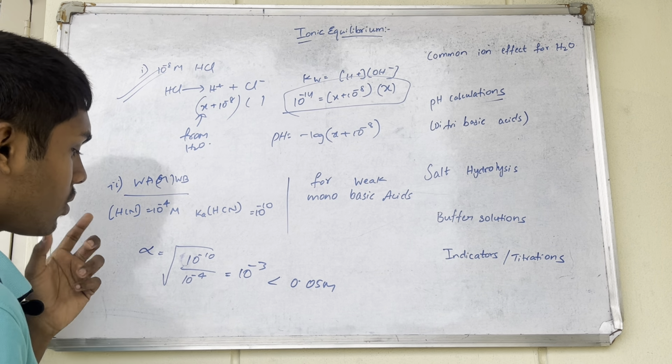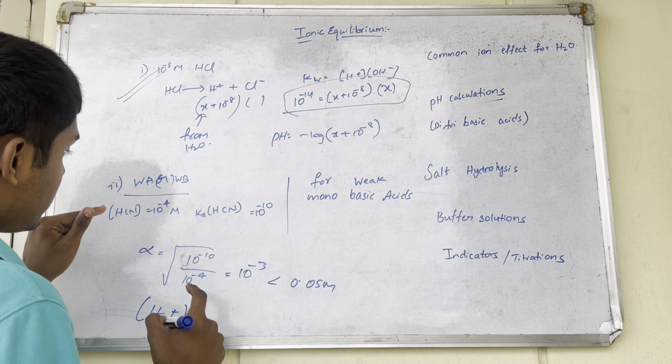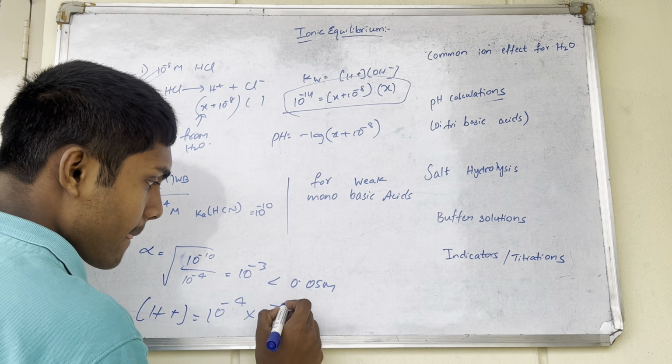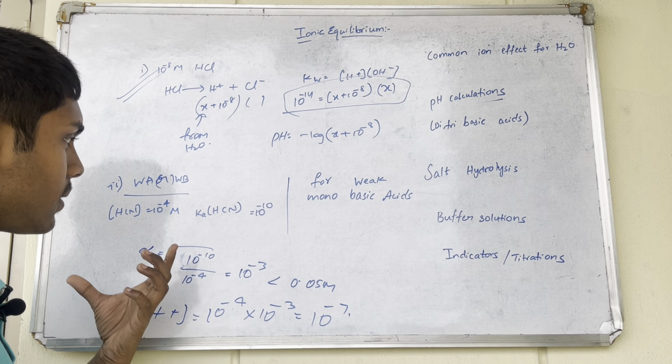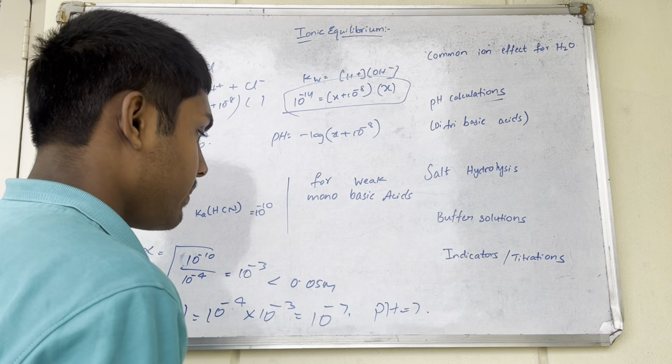So now we are going to find the H plus concentration. H plus equal to C naught into alpha, right? C naught is 10 raised to minus 4 times alpha is 10 raised to minus 3, which is 10 raised to minus 7. So pH equal to 7. Done. pH equal to 7, right?